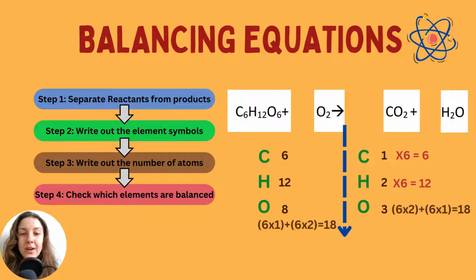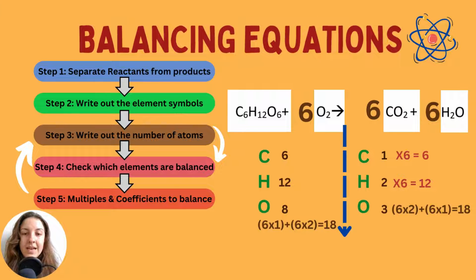Next, after you've written out the number of atoms of each element, you want to check if those elements have been balanced. So in the case of carbon, like I said, to begin with, we had 6 on the left side, 1 on the right-hand side. They weren't balanced, and none of it was balanced actually. So you want to start to add coefficients to make them balanced. And as you can see, we've started to add multiples of things.